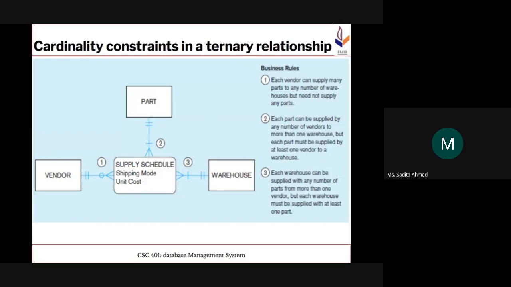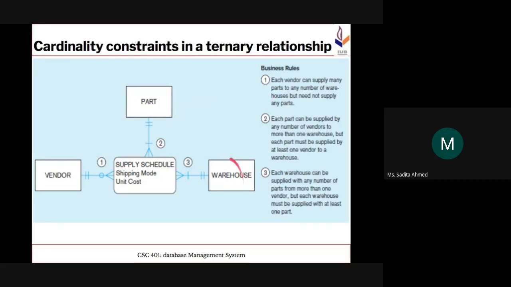Exactly, you're correct. Because a vendor ID can be in multiple rows. As you can see here, a vendor may be associated with multiple supply schedules. So if a vendor is associated with multiple instances of supply schedule, the same vendor can be in multiple rows. That is, vendor ID will not be unique, right? Similarly, a single part will be associated with multiple supply schedule instances. That means it can be in multiple rows. Part ID will not be unique either.